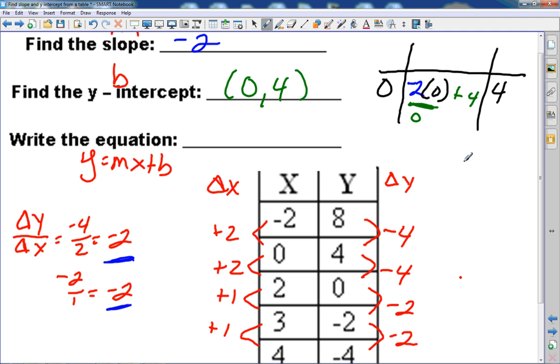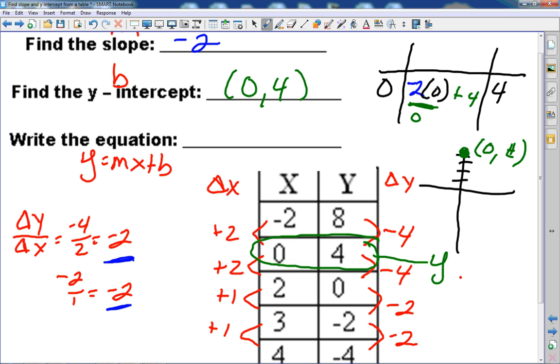Remember I told you your y-intercept is where it crosses the y-axis? Well, anywhere on the y-axis, the x number is always going to be 0. It's going to be 0 and some number. Well, look in your table. Right here, see where it says 0, 4? That number right there is your y-intercept.